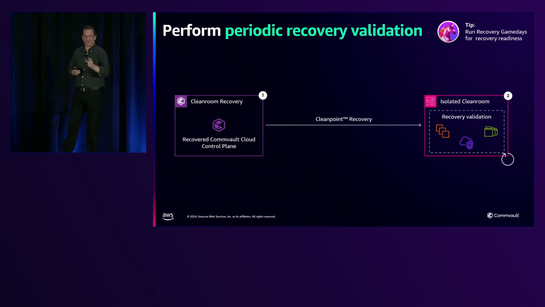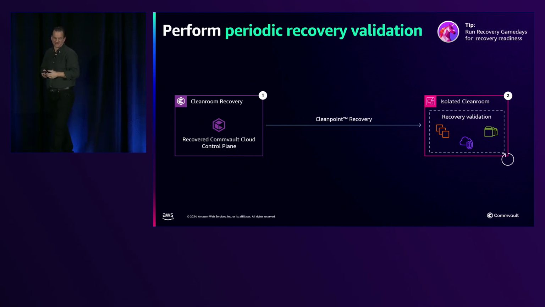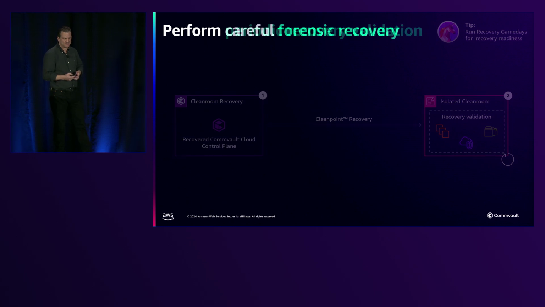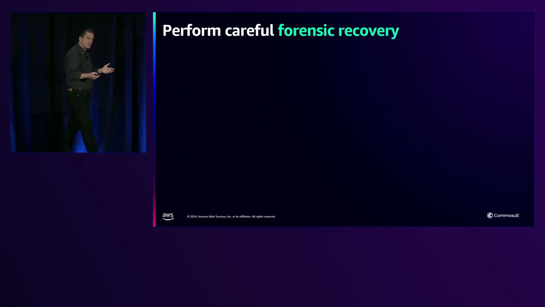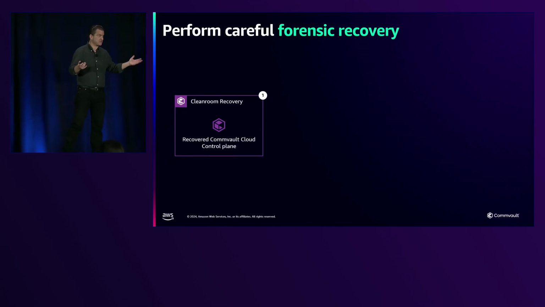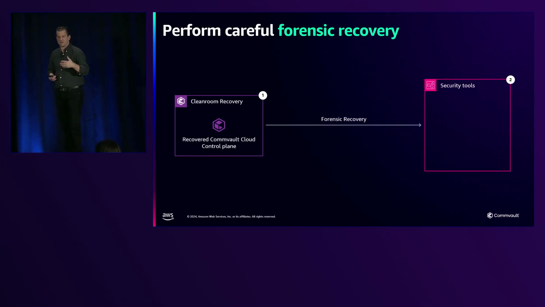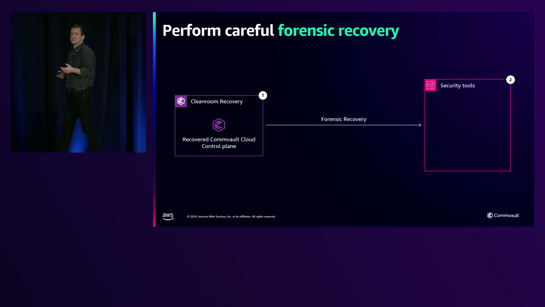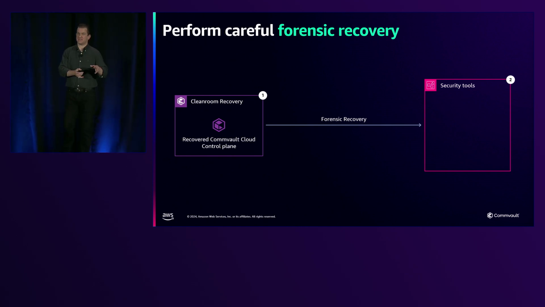It wasn't affordable. I could only do a very small amount, and that put the business at risk. So our second recovery type is a forensic recovery. It's very much the same as the normal operational recovery, but in this case, you're recovering to the security tools account. Now, this is a dedicated account for your security team only.